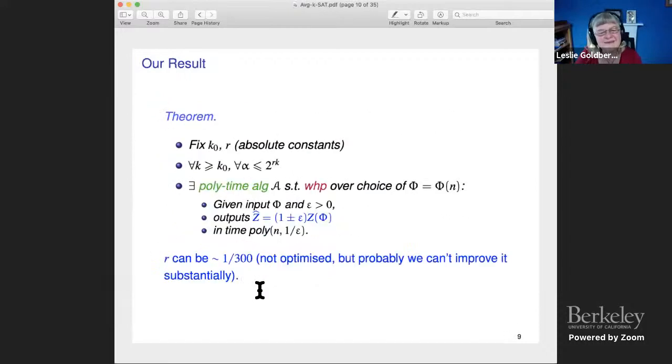Okay, cool. And this value of r, if you try to figure out in our paper what it is, it's about 1 over 300. Now, although that's not optimized, I definitely doubt that we could improve it too much. So we're shooting for exponential, but there's a lot of work to be done to get close to 2 to the k, and I'll come back to that at the end.